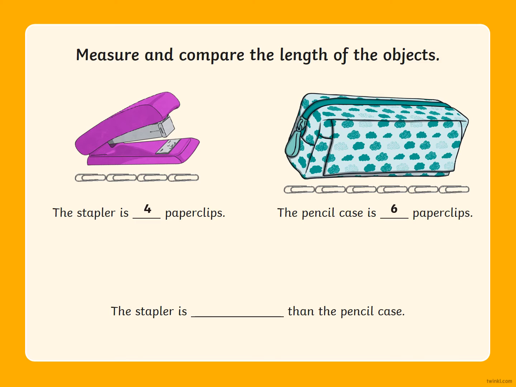So let's look at the bottom sentence. The stapler is something than the pencil case. The stapler is shorter than the pencil case. Okay, it's 4 paper clips, whereas the pencil case is 6. Let's look at the next example.